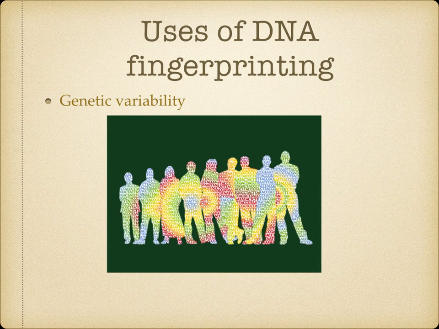And then finally, genetic variability. So it's useful in determining the genetic variability within a population. The more closely two individuals are related, the more closely their genetic fingerprints will resemble one another.